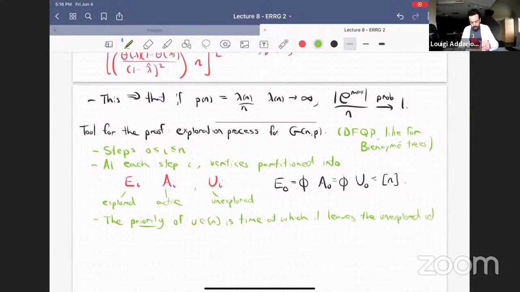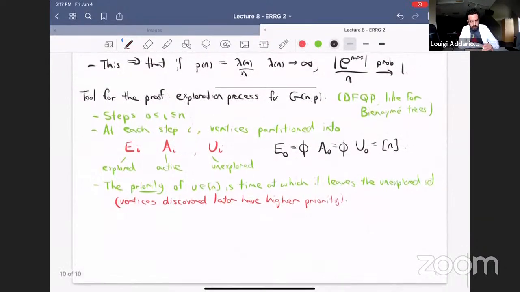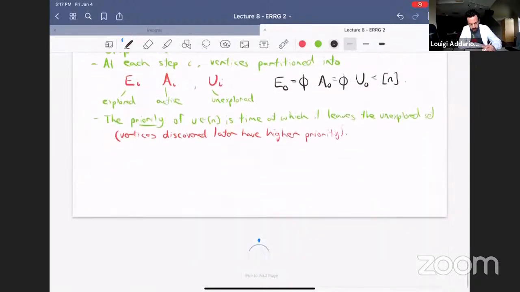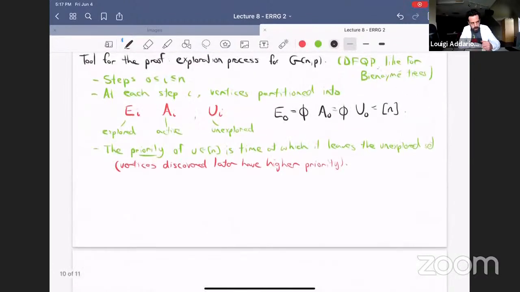Okay, so that means that vertices that are discovered later have higher priority. And that's what makes this depth first rather than say breadth first. Okay, so here's what a step of the exploration looks like. This is going from time t minus 1 to time t.